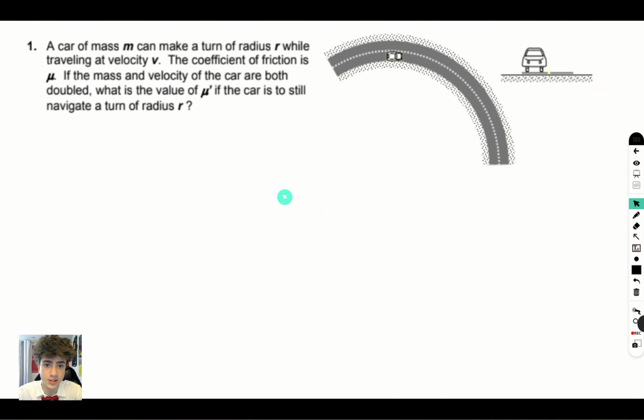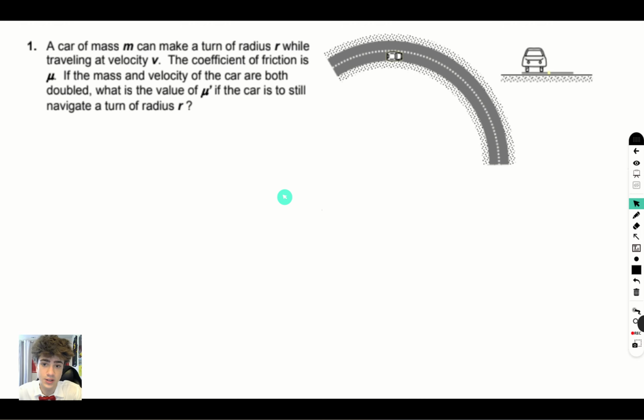Today we're looking at circular motion and forces, so let's just get straight into the problem. The prompt reads: a car of mass m can make a turn of radius r while traveling at a velocity v. The coefficient of friction is mu. If the mass and velocity of the car are both doubled, what is the value of mu prime if the car is still to navigate a turn of radius r?